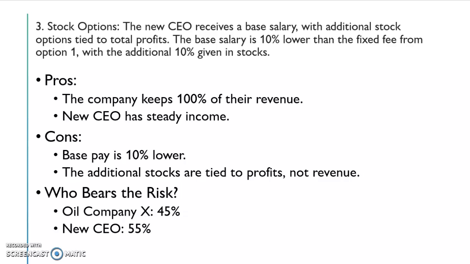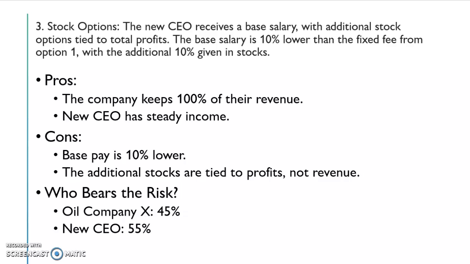The CEO would also have a steady income. On the con side of things, the base pay starts out at 10% lower, and the additional stocks are tied to the profits, not the revenue, which would not be attractive to the CEO. Many companies can be very successful, but a majority of their money would be tied up with their revenue, so that wouldn't be very lucrative to the CEO. 10% of their profits does not come close to 10% of their revenue.